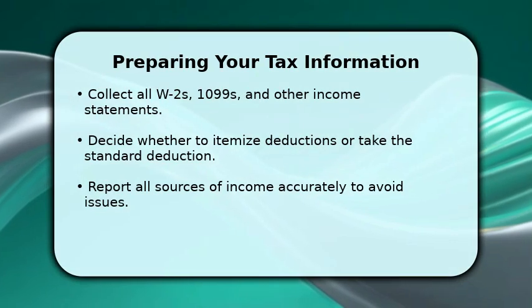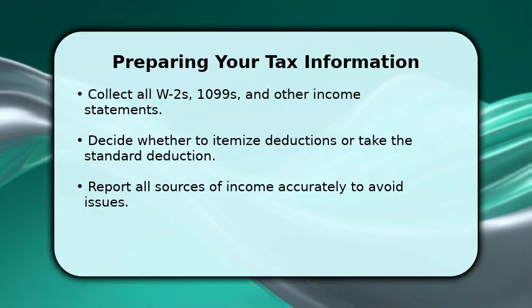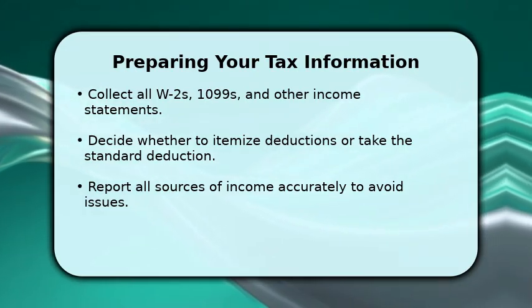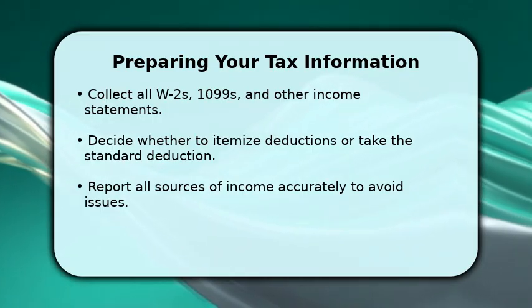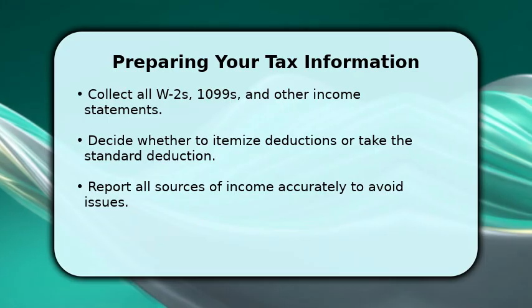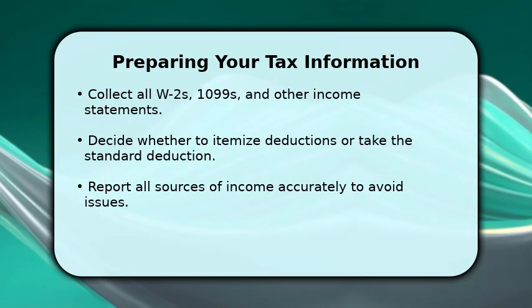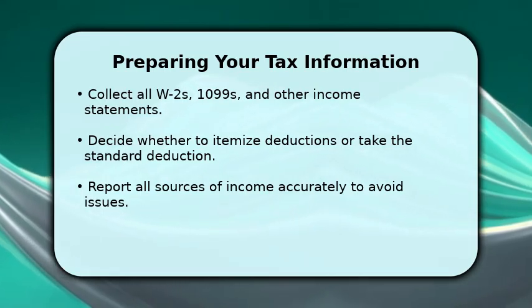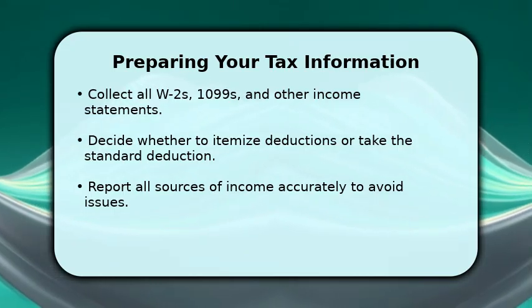Now, let's organize your information. Make sure you have every W-2 from employers and all 1099 forms for other income sources. Carefully consider if itemizing deductions, like mortgage interest or medical expenses, benefits you more than taking the standard deduction. This choice can significantly impact your tax outcome. Always report every source of income, no matter how small, to ensure compliance.